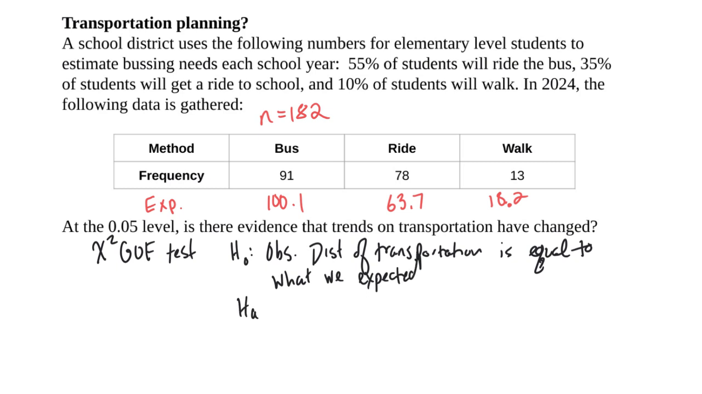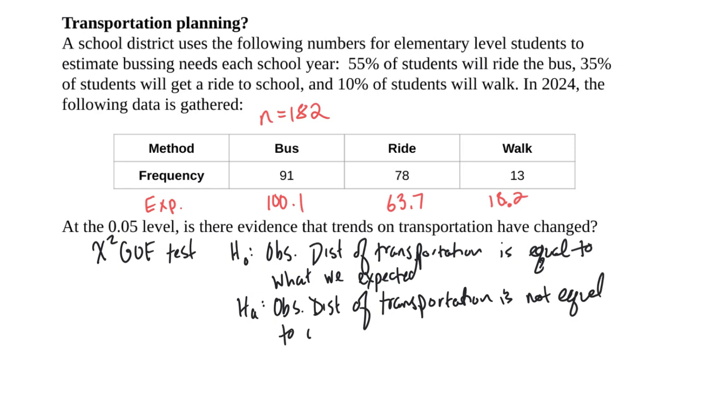The alternative is that the observed distribution of transportation types or modes, or however we want to say that, is not equal to what was expected, or what had been true before. Okay, this is kind of our state.